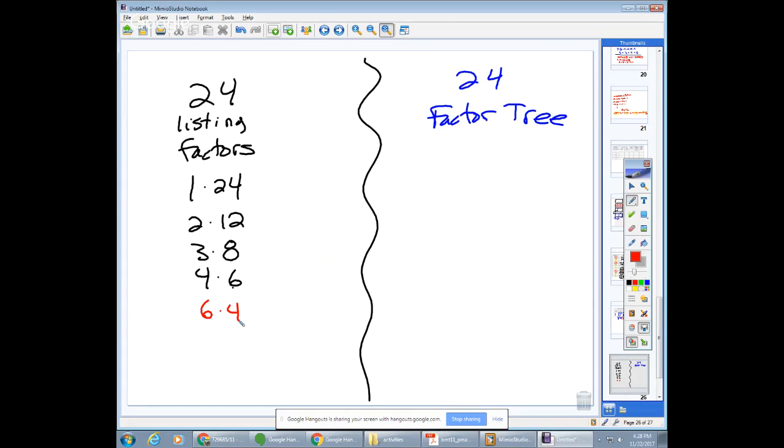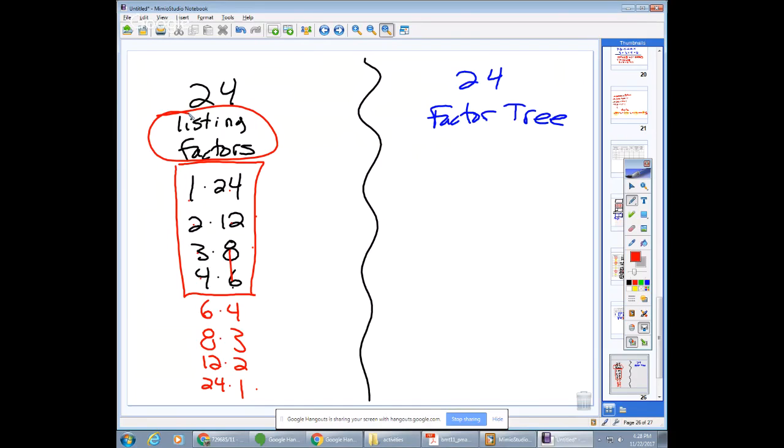6 times 4, 7 doesn't work. 8 times 3, 9 doesn't work. 10 doesn't work. 11 doesn't work. I get 12 times 2. And then there's a whole bunch of numbers from 12 to 24 that don't work. And then finally, I see 24 times 1. When I list all of these rectangles, there's 1, 2, 3, 4, 5, 6, 7, 8 rectangles. They represent the 8 different factors. The factors are 1, 2, 3, 4, 6, 8, 12, and 24. So that's one efficient way to come up with a list of all factors.